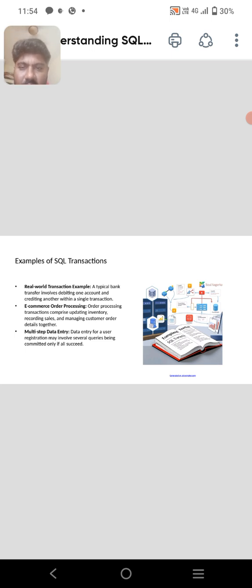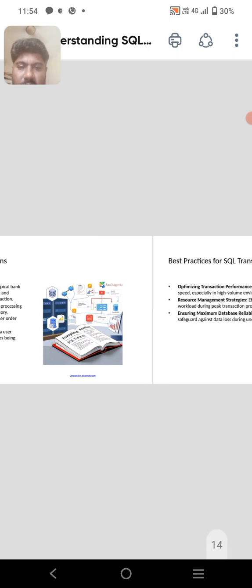Examples of SQL transactions. A real-world transaction example: a typical bank transfer involves debiting one account and crediting another within a single transaction. And e-commerce order processing: the transaction comprises updating the inventory, recording the sale, and managing the customer order details together. Multi-step data entry for user registration may involve several queries being committed only if all succeed.